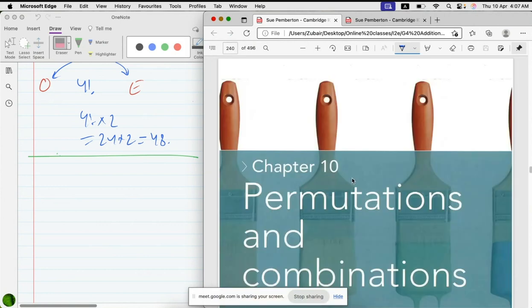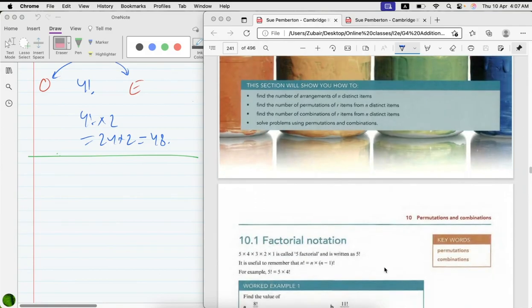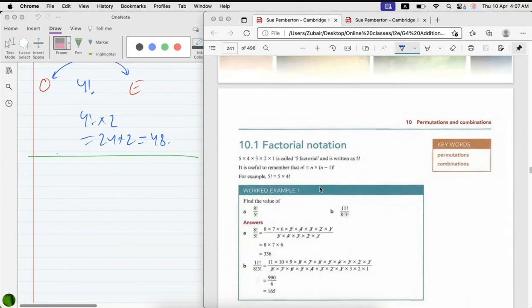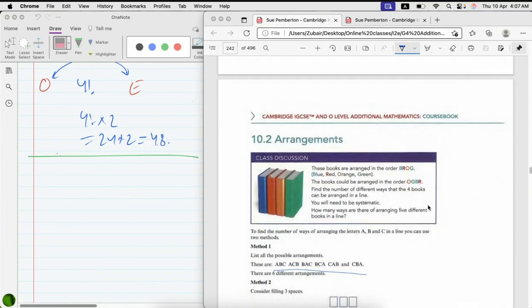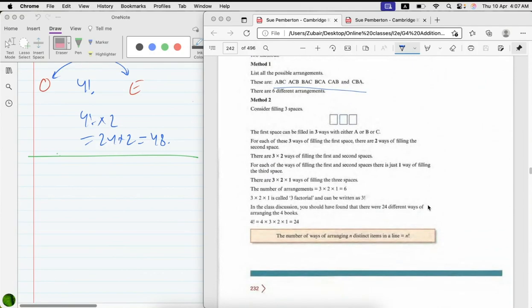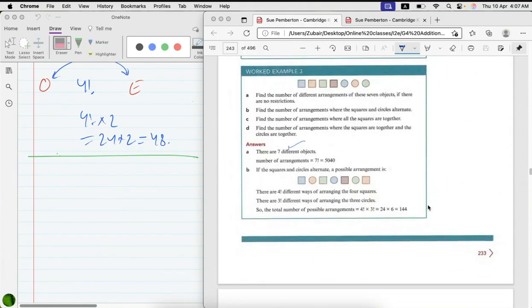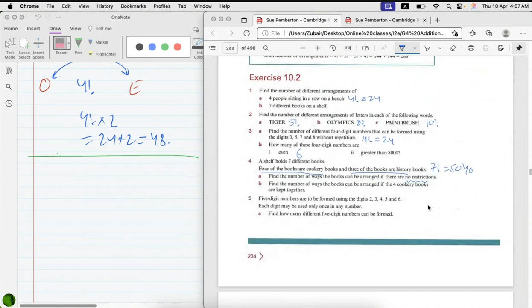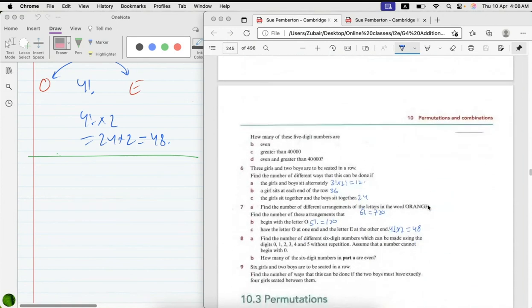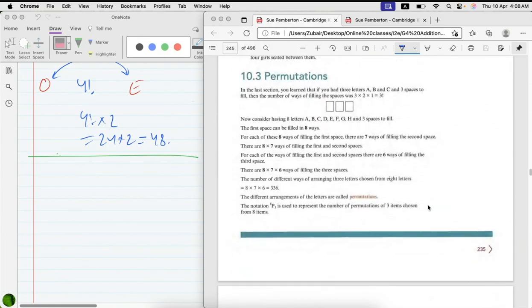We were doing permutation combinations. Started this chapter and we discussed arrangements. First, we did factorial notation. Using factorial notation, we did the arrangement thing. Did these examples. Few questions from exercise. Now permutations.